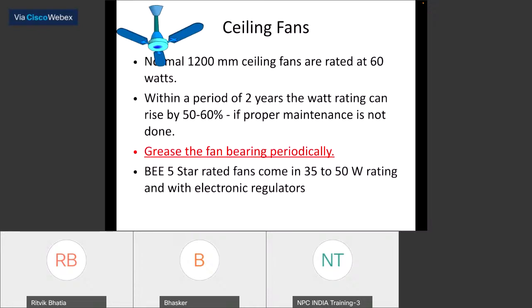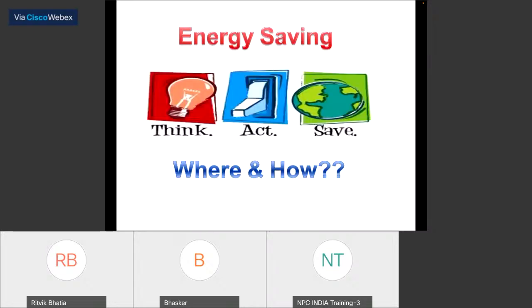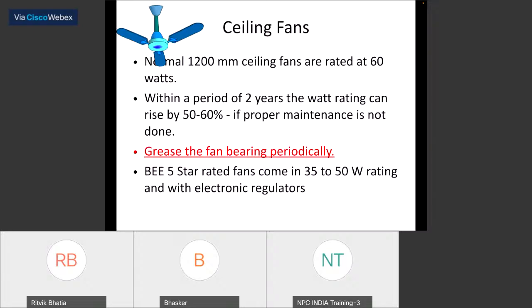So, we all have been using the ceiling fan since long. Numbers of years have passed, and every house has numbers of ceiling fans. Nowadays the AC and other things have come, but the ceiling fan is the utility which we use at our houses. Normally a 1200 mm ceiling fan is used, which is rated at 60 watt. And you will not believe it, within a period of 2 years the watt rating can rise by 50-60%. What I have measured in diploma colleges and degree colleges is that it has gone more than 150 watt. If you have a 60 watt fan and you are not properly maintaining and greasing it, then the consumption may go to the tune of 120 watts to 150 watts.